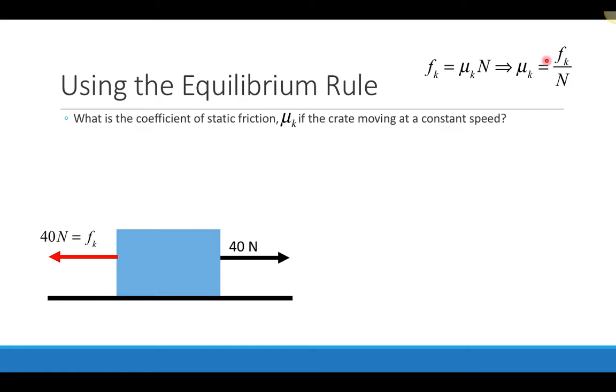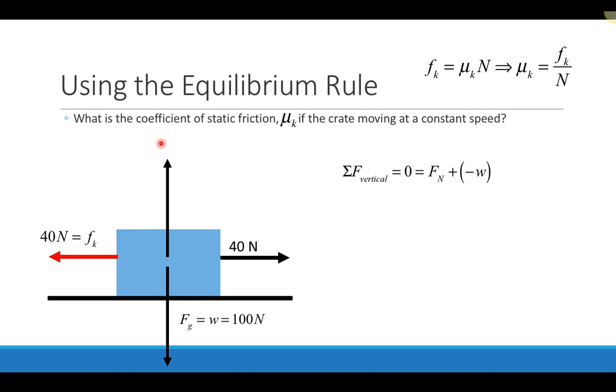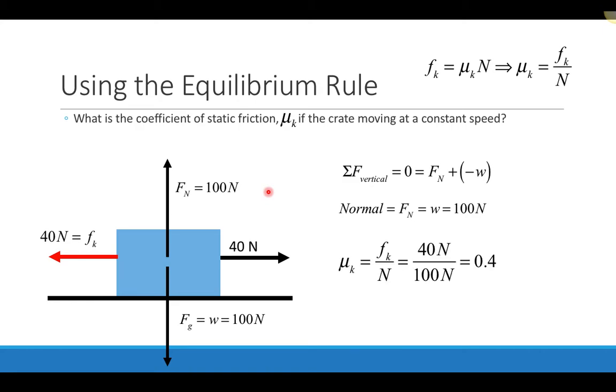So we know this frictional force is 40 newtons, but we don't know the normal force. But similar to the previous example, we have a force of gravity acting down, which is 100 newtons. The system is not moving in the vertical direction, so the forces have to be equal to each other. The sum of the forces in the vertical direction has to be 0. So my normal force here is still 100 newtons as it was before. Now I can determine the coefficient of kinetic friction. I take the frictional force of 40 newtons, divide by the normal force, and I get 0.4.